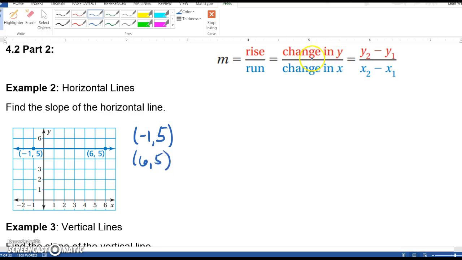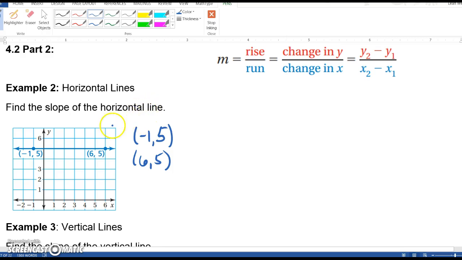So using this formula, it's the change in y, that's your rise, and the change in x, that's your run. So y sub 2 minus y sub 1 over x sub 2 minus x sub 1 is the formula we can use when given points. You won't always have a graph. We have a graph here. We know this is 0. I want to show you that this formula works.